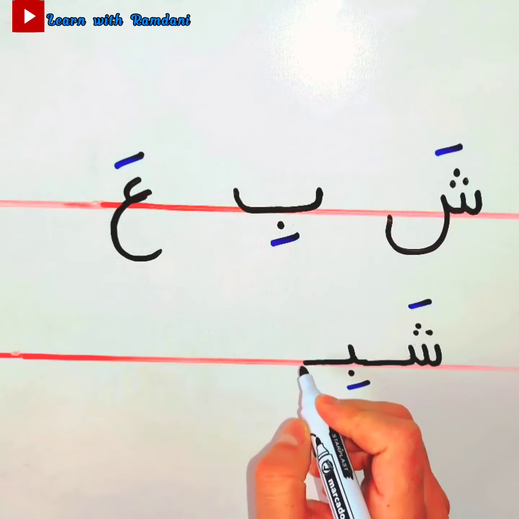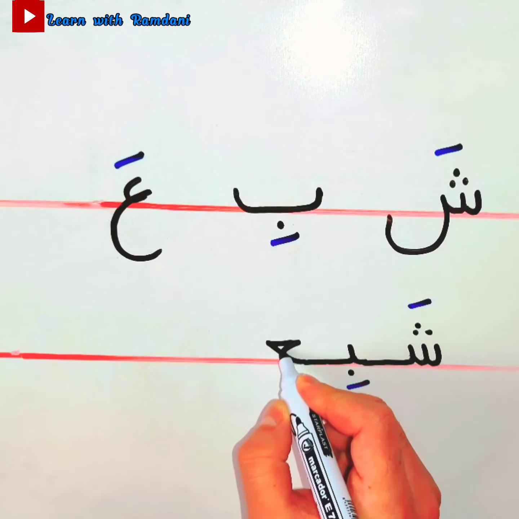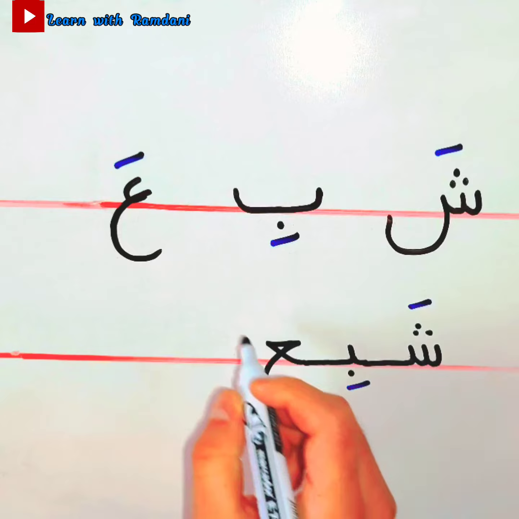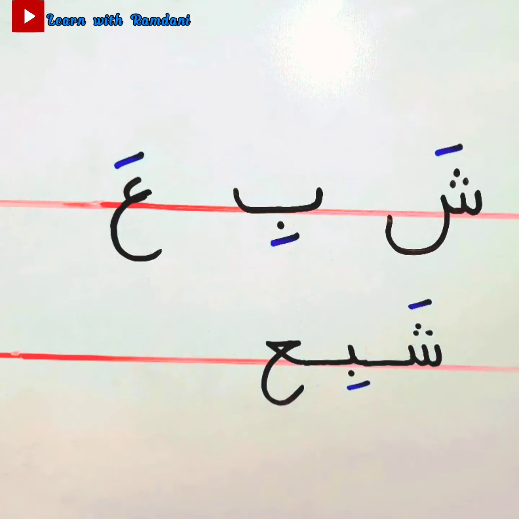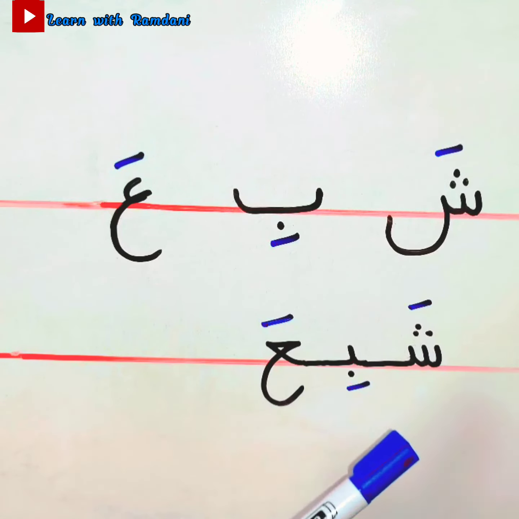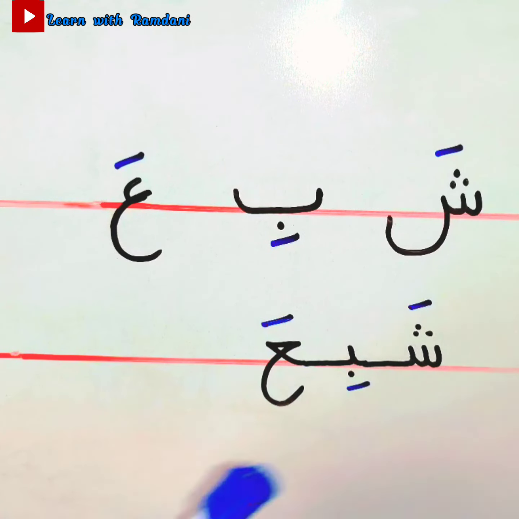And then the last letter, the letter Ain. This is the final form of the letter Ain. Okay? We put Fatha. Ow. Sha, B, ow. Shabi'a, shabi'a. Very good job. And this is mean.